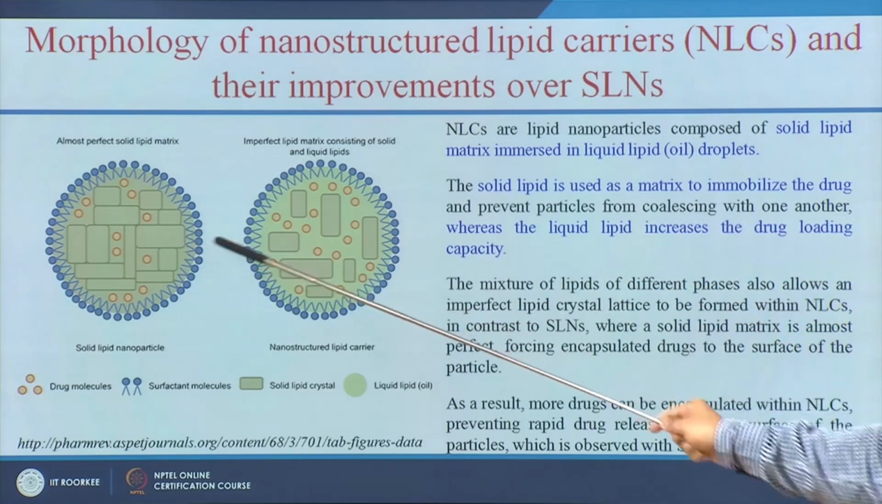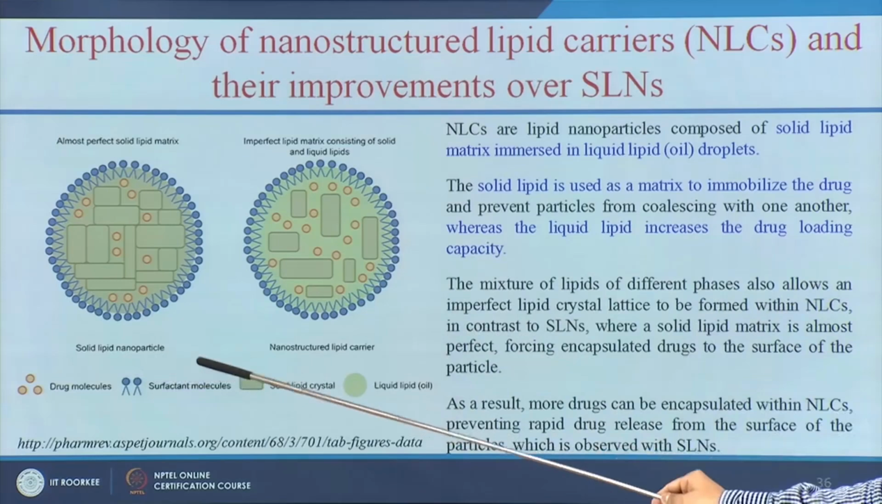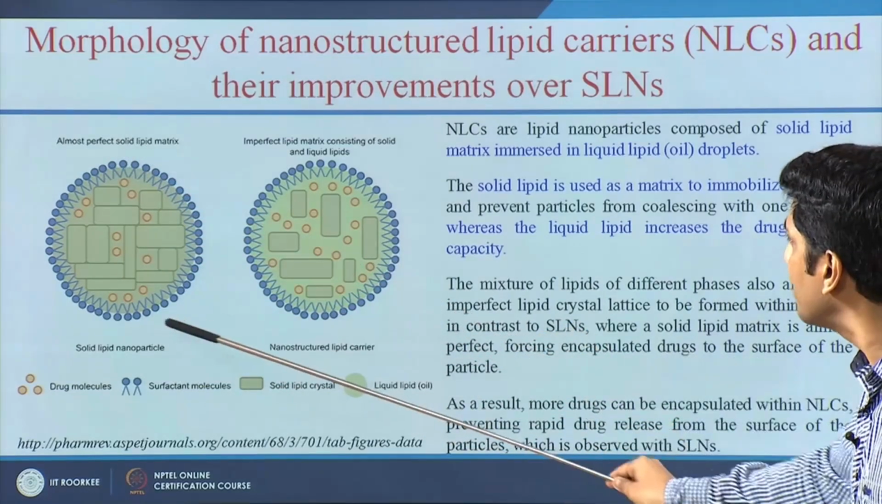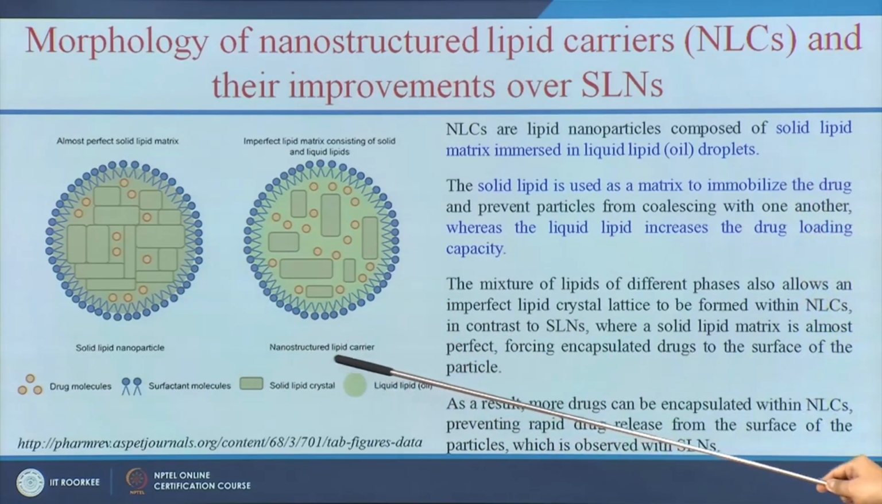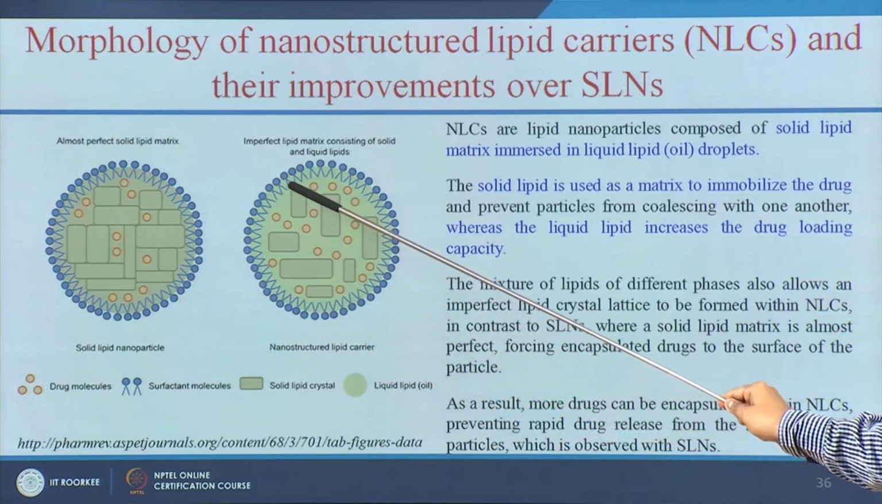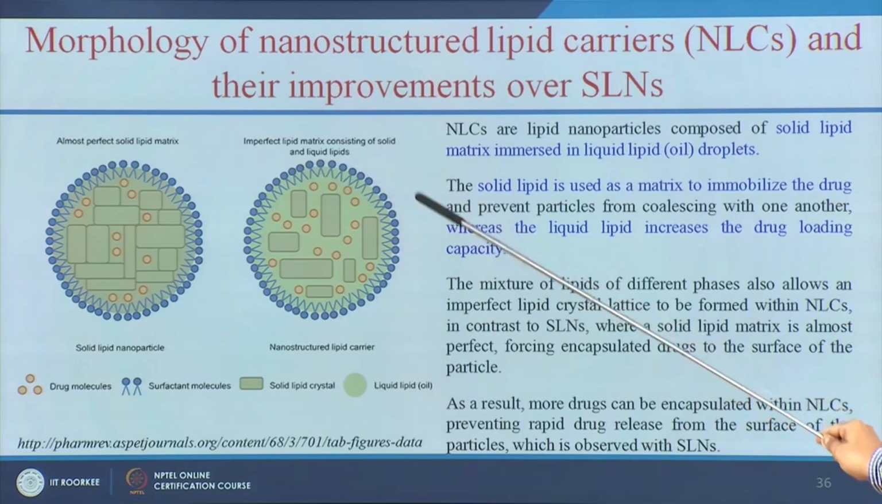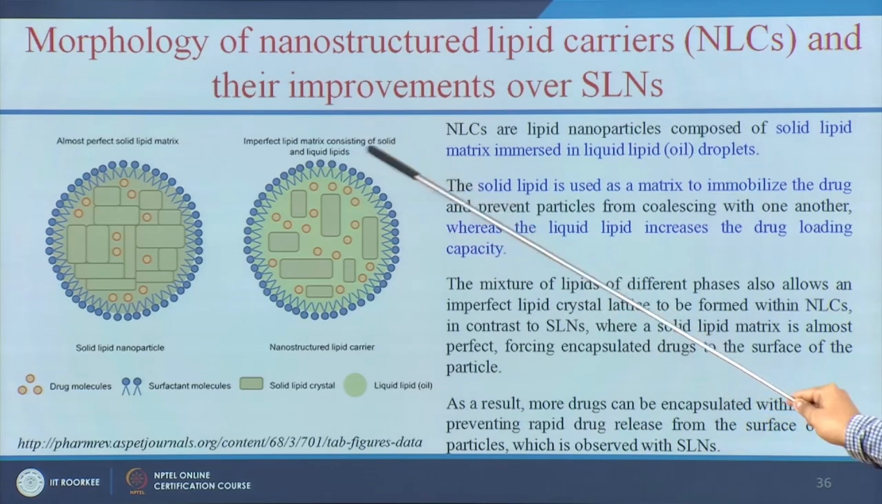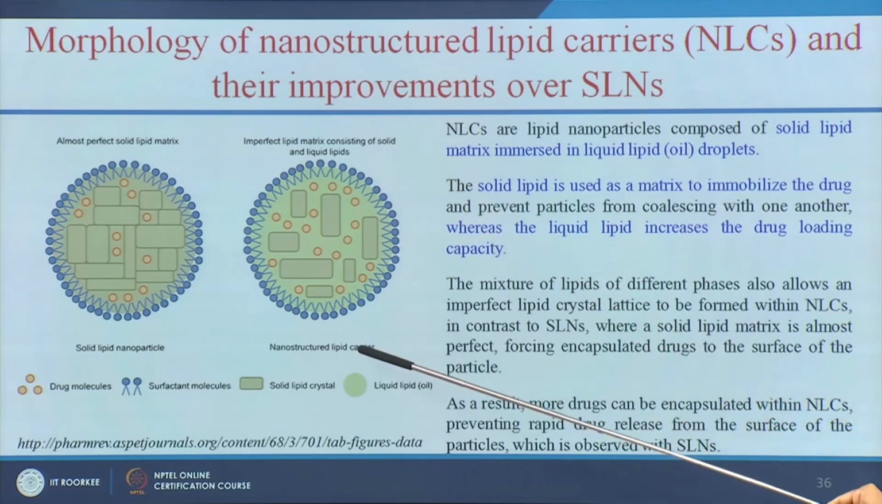And here you can see the structure in solid lipid nanoparticle, it is an almost perfect solid lipid matrix. In case of nanostructured lipid carrier, it has an imperfect lipid matrix consisting of solid and liquid lipids. Due to this imperfect structure, okay, we can have more drug loading capacity in the NLC, and also it will prevent the rapid drug release from the surface, which is one of the drawbacks of SLN.